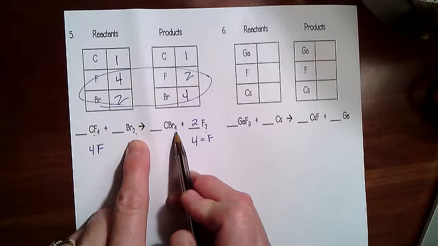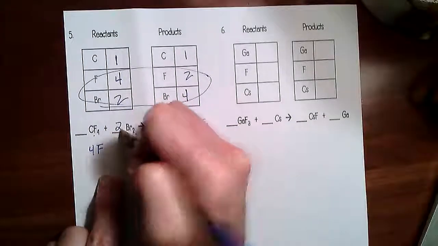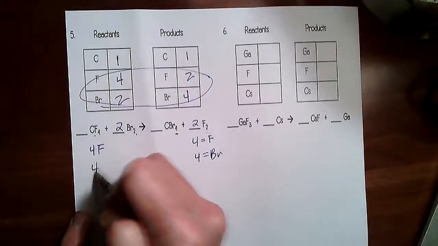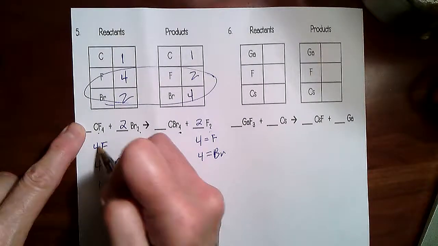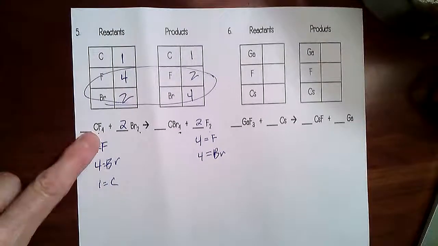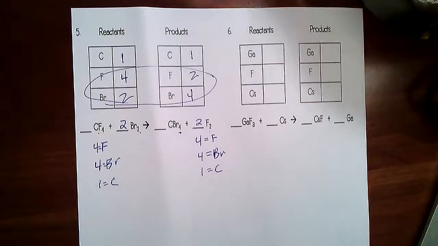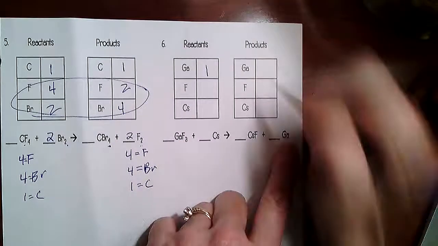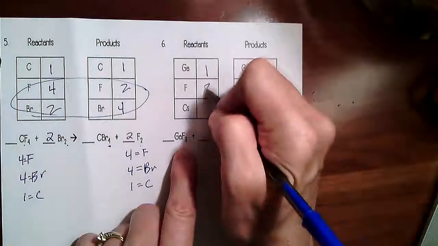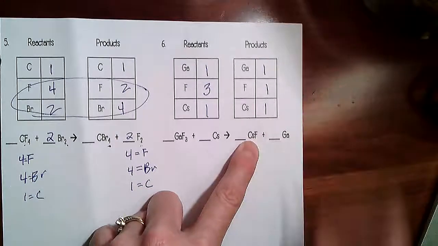Now I'm going to try and balance my bromine. I've got 4 bromine coming out, and I'm going to put a 2 in front of this. And that'll give me 4 bromine going in, and then I've got 1 carbon. I've got 1 carbon going in and 1 carbon coming out. So I've got it all balanced. Okay. Now our last one, we've got 1 gallium going in, 1 coming out, 3 fluorine going in, 1 coming out, 1 cesium going in, 1 cesium coming out.